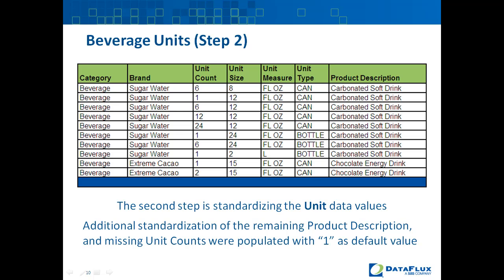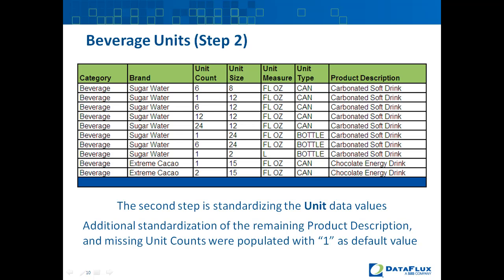And for the unit type, can and bottle are being used as the standard values for aluminum can and plastic bottle, respectively. Some additional standardization is also being reflected on this slide, where the remaining contents of the product description have also been further standardized into a representation of carbonated soft drink for Sugar Water and chocolate energy drink for Extreme Keiko. So now we have a very structured and fully standardized representation of the beverages. And the additional thing we also have done is we've filled in the missing unit counts by populating them with a default value of 1.